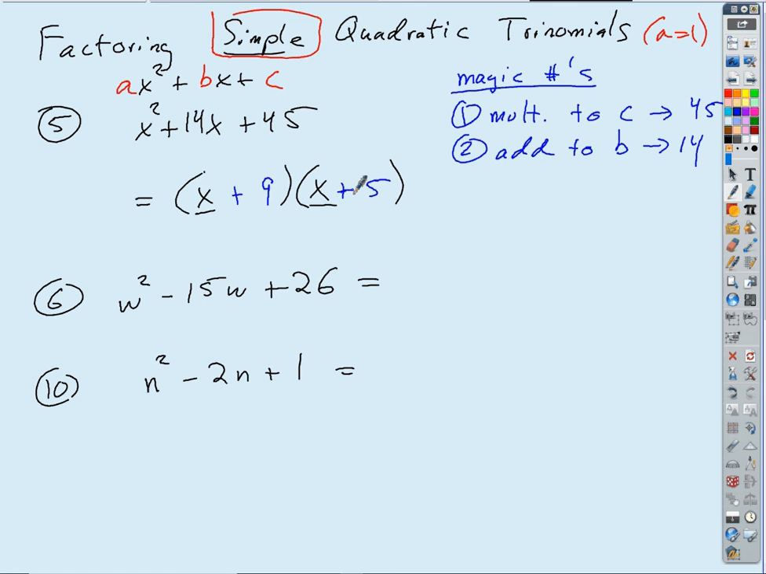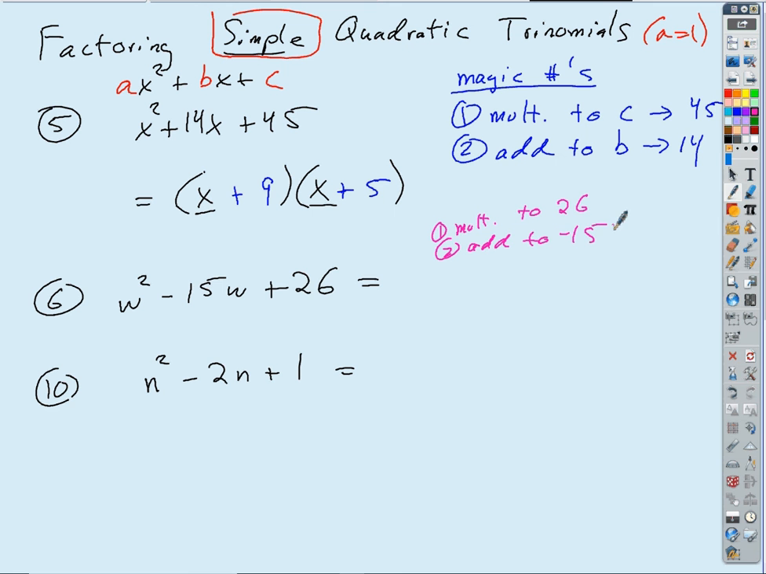How could I check it? Multiply it out. Distribute and add up like terms, and I should get this back if I multiply it out, right? Okay, what about number 6? Okay, what do they have, my magic numbers this time, they have to multiply to 26, and they have to add to what?